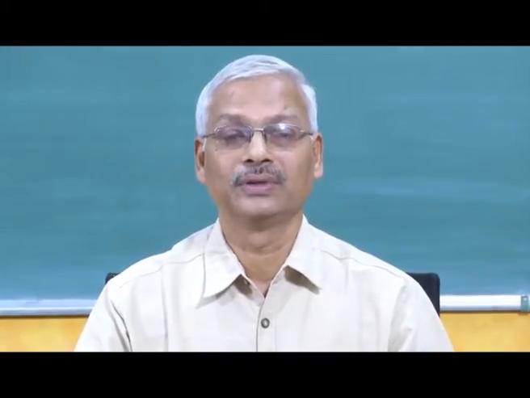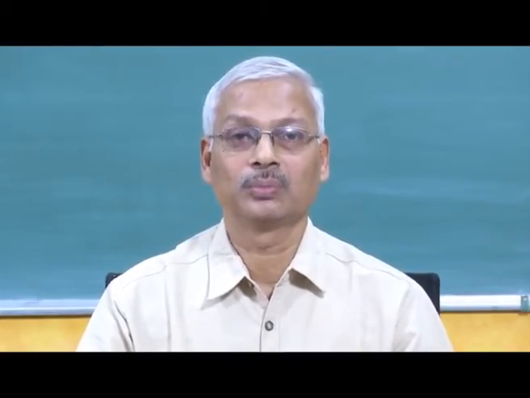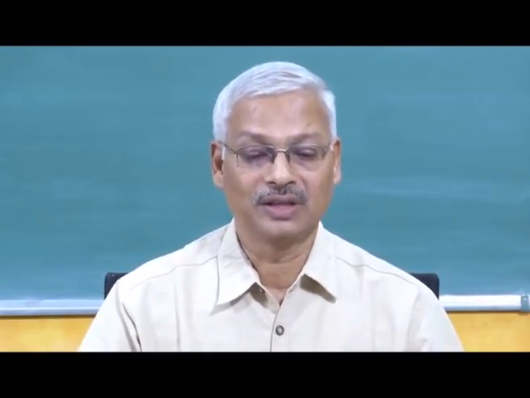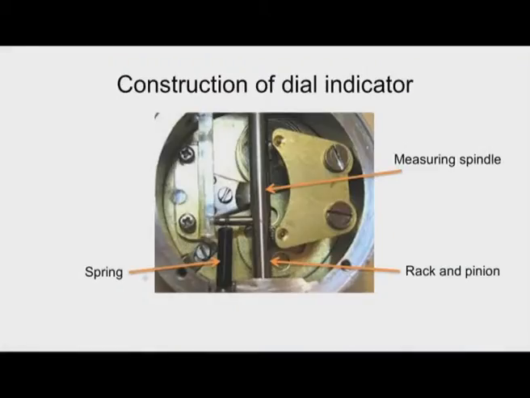For example, if the plunger moves by 0.01 millimeter, the pointer will move by approximately 1.5 to 2 millimeters. So, finally, we get a magnification of 100 or 200 times, so that we can comfortably record the displacements. Now, we have a spring here. So, when the workpiece is removed, the measuring spindle will come down because of this spring force. We can also see there is a hair spring for balancing purpose.